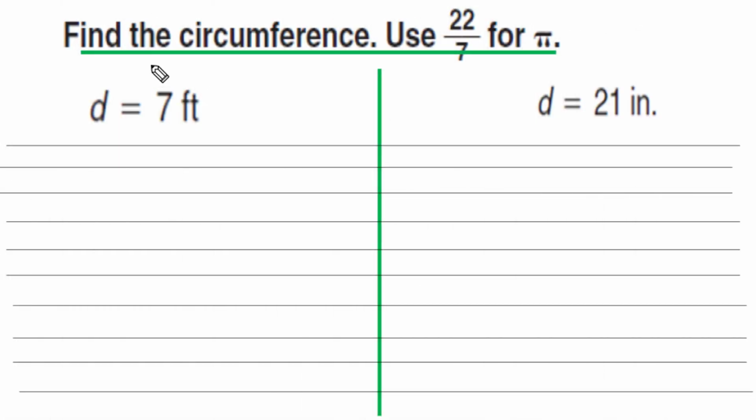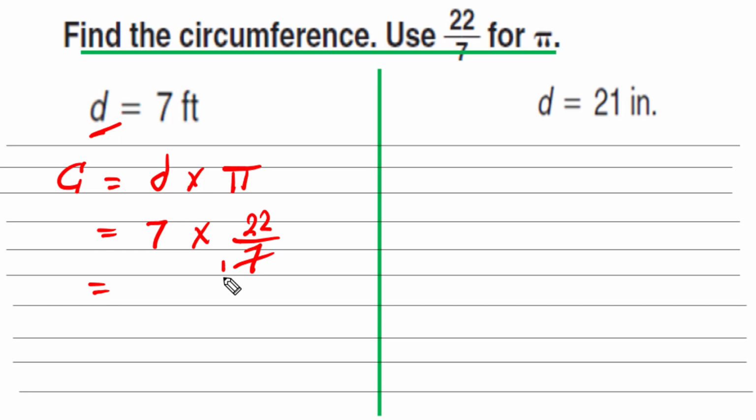Next exercise, find the circumference. Use pi is equal to 22 over 7. Now we have d. It's easy. The circumference of the circle, just multiply the diameter by the value of pi. Diameter is equal to 7. So 7 times 22 over 7. You have to simplify. 7 is divisible by 7 equals 1. We get 22 feet.